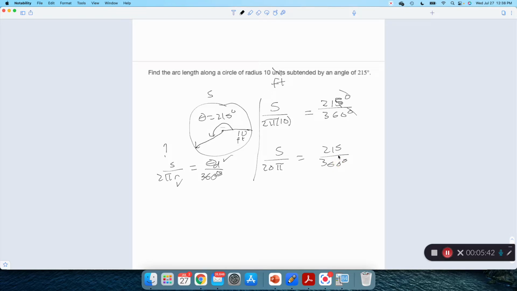And now, oh, I don't need that degree anymore. I would go ahead and reduce this fraction, but we don't have to. I could. I'm trying to get S by itself. I want to get rid of this 20 pi. I could multiply both sides by 20 pi and get S is 20 pi times 215 out of 360. And what are my units here? Feet.